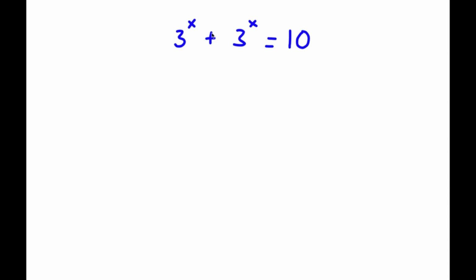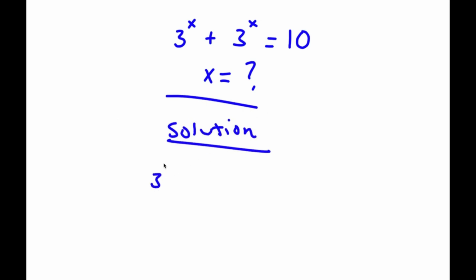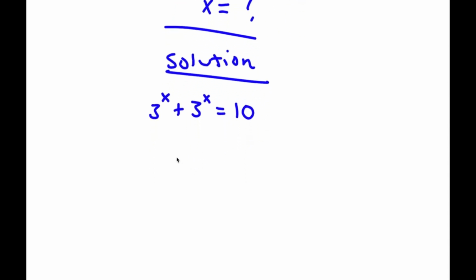Alright, so I have 3 to the power of x plus 3 to the power of x is equal to 10. So I want to find the value of x. So for my solution here, first start with 3 to the power of x plus 3 to the power of x is equal to 10. Now what I'm going to do is factor out 3 to the power of x from my left-hand side, because both the terms are 3 to the power of x.